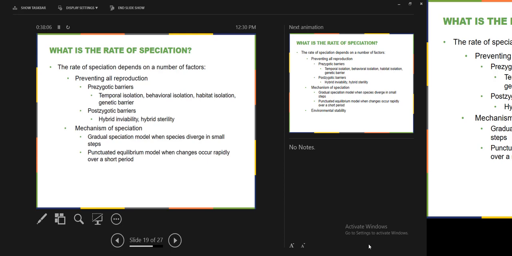All right, punctuated equilibrium model. So this is where speciation is not happening slowly and gradually, due primarily to natural selection. It's happening rapidly, in a very short period of time, due mainly to genetic drift. Okay, so in the gradual speciation model, mainly natural selection, very slow. Punctuated equilibrium, mainly genetic drift, very fast.